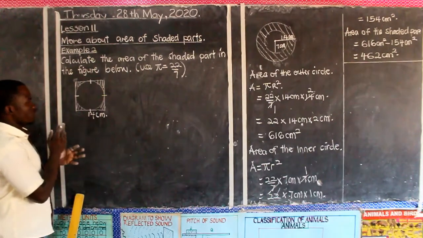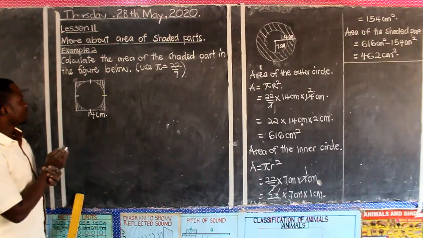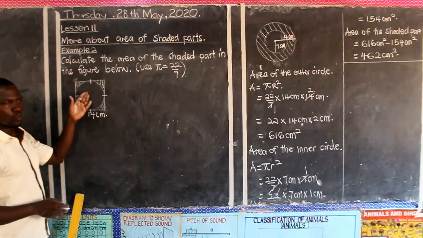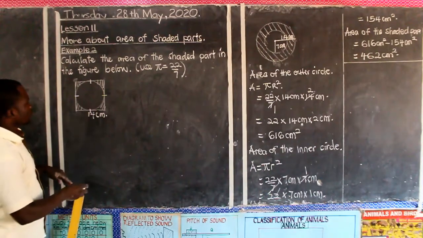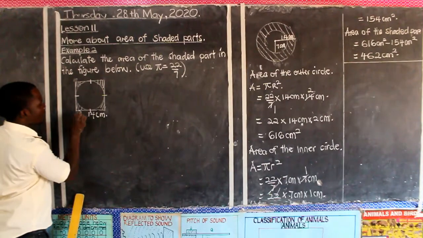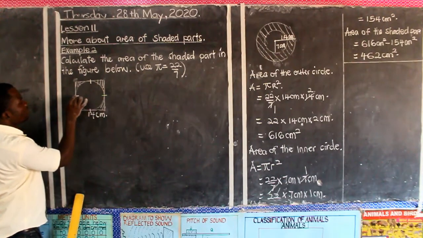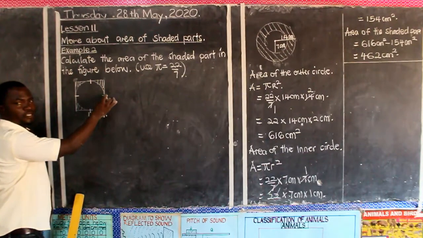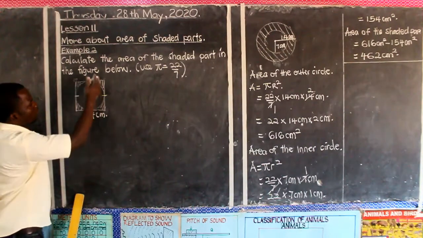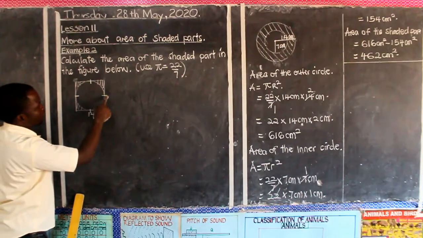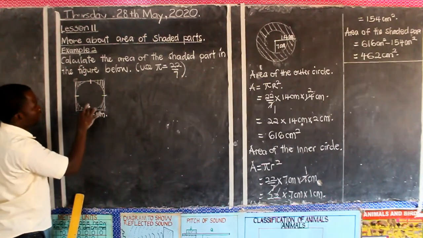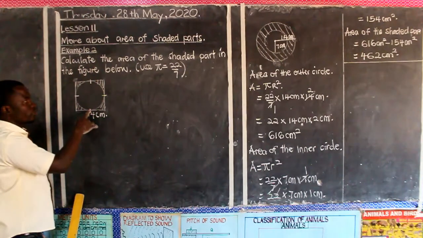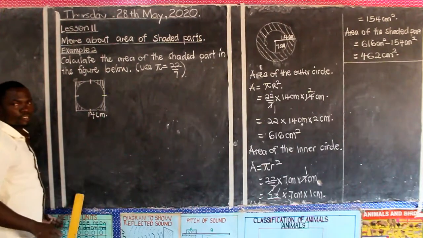There's something that you should understand here. Someone may say they have not given us the diameter or the radius of this circle. Use common sense and know that from here up to here is 14. What about in the middle here? It will still be 14 centimeters. Likewise, if this is 14, this will be 14. And in the middle of this, we call that our diameter.